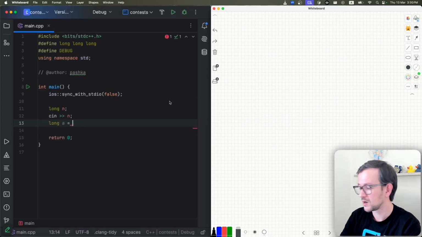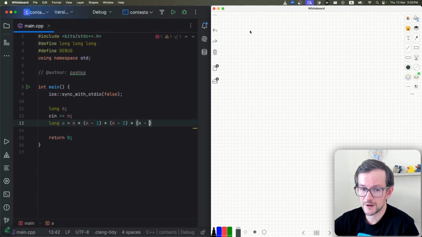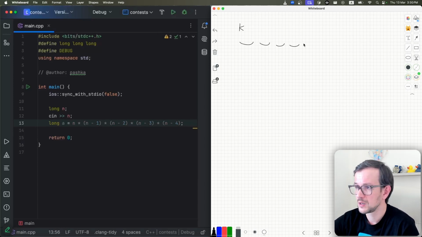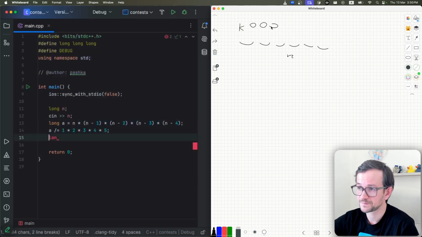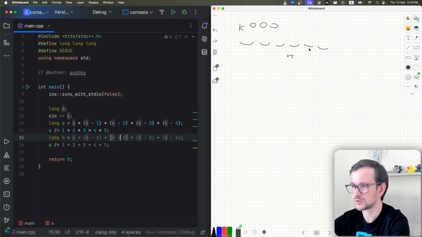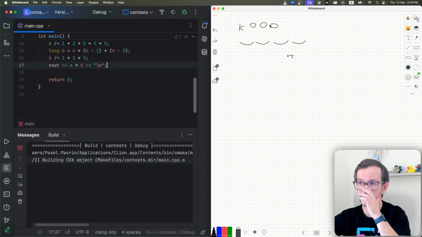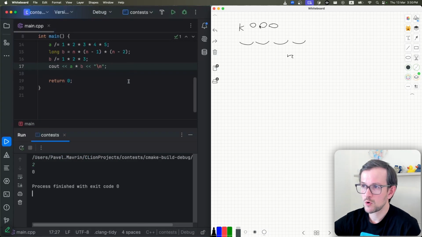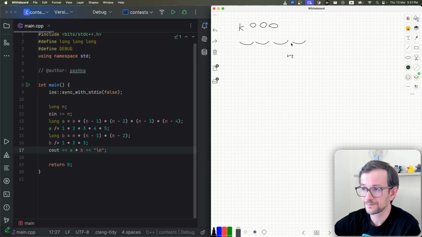Okay, so what's the correct approach to solve a problem like this? So I have some k elements. Let's say you have k elements, and you want to put them in n buckets. So you have n buckets and some k elements. Let's have 3 elements and 4 buckets. And you want to put these 3 elements into these 4 buckets and check how many options you have.